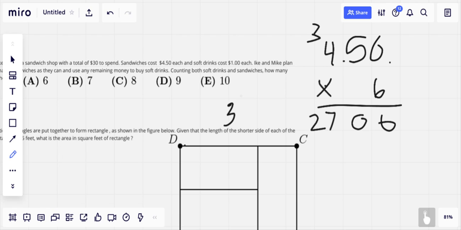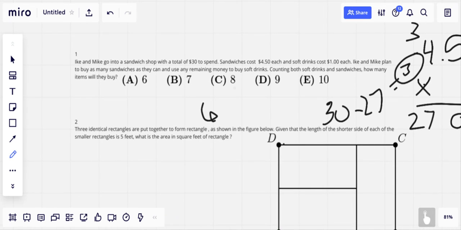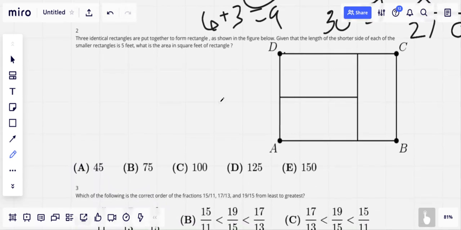So after we purchase the 6 sandwiches, we would have $3 remaining to spend on the soft drinks, and the soft drinks cost $1 each. So they can buy 3 soft drinks because each of them costs $1 and we have $3. So if we add up 6 plus 3, with 6 sandwiches and 3 soft drinks, we would get 9, or D. So D is our correct answer. Let's go to problem number 2.